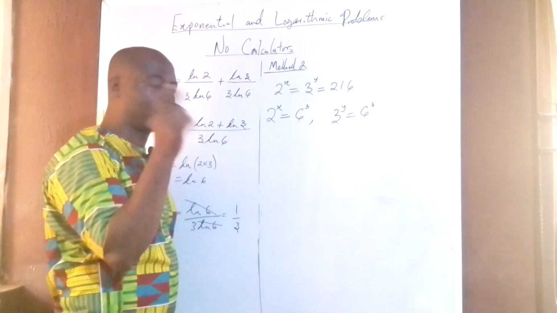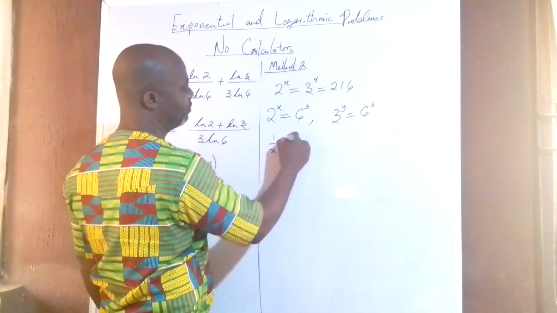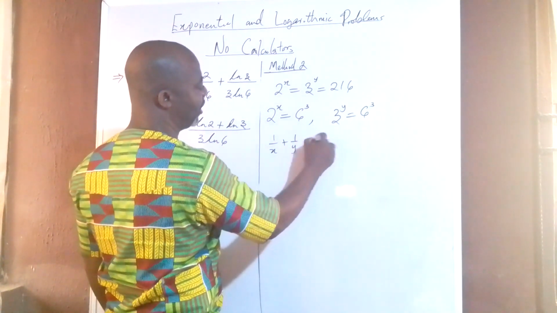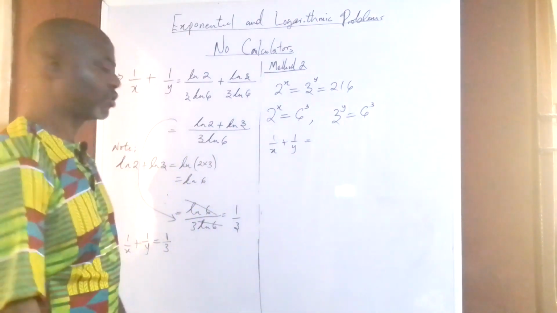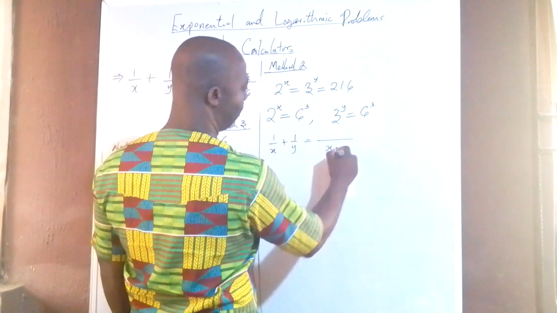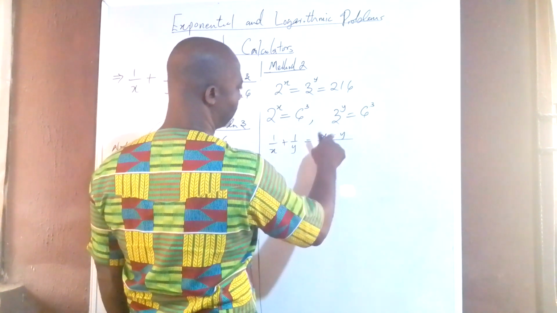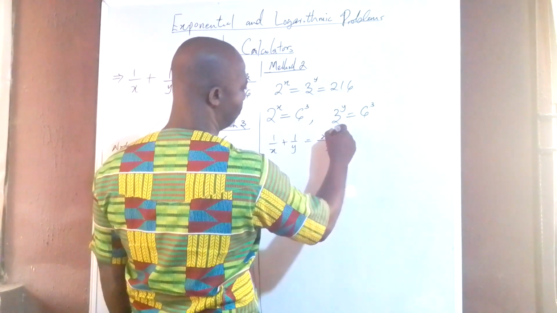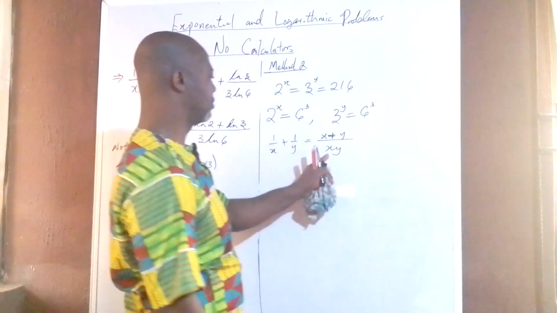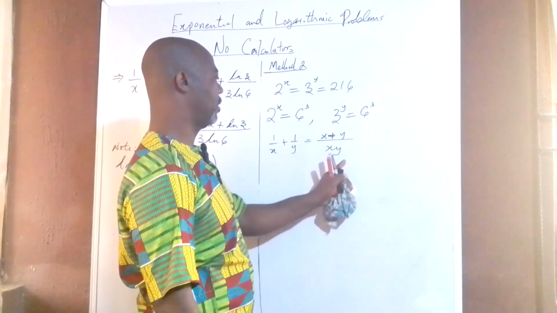Then one thing I'm going to do now is to go back to the fraction 1 over x plus 1 over y. I'm going to express this as a single fraction, so the LCM will be xy, and then of course I have x plus y at the numerator. So the LCM is xy.